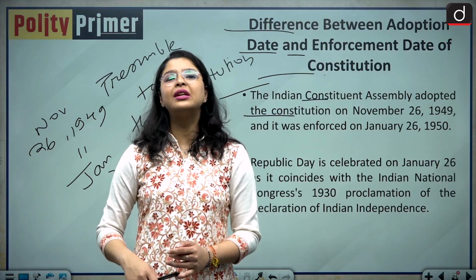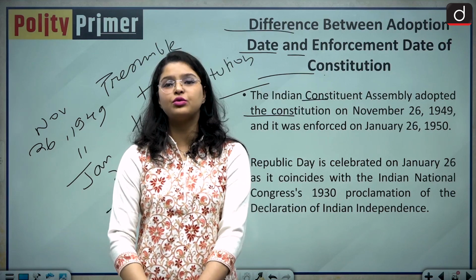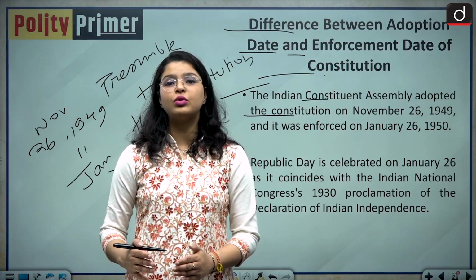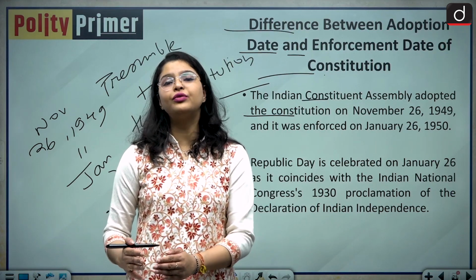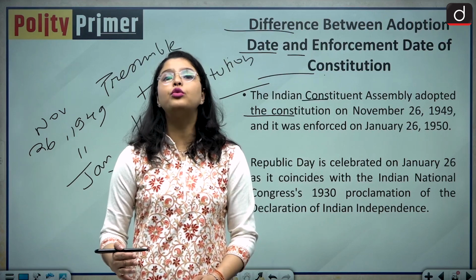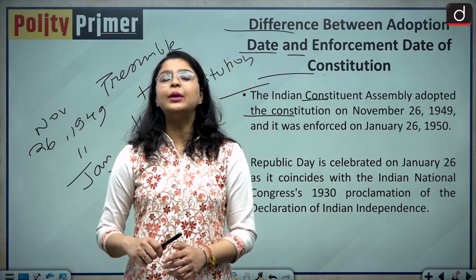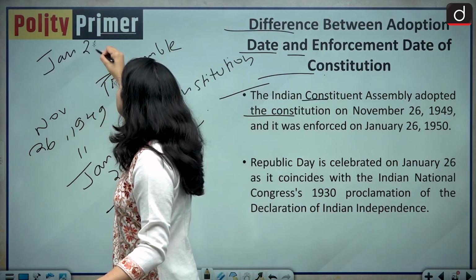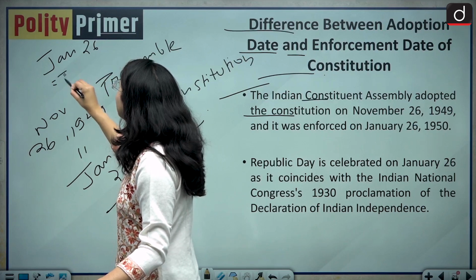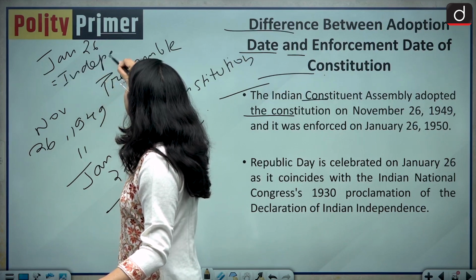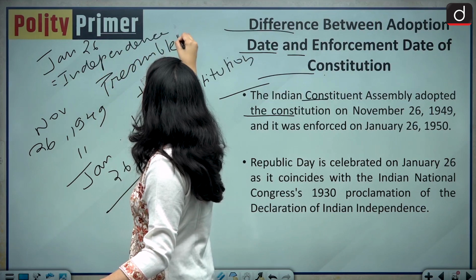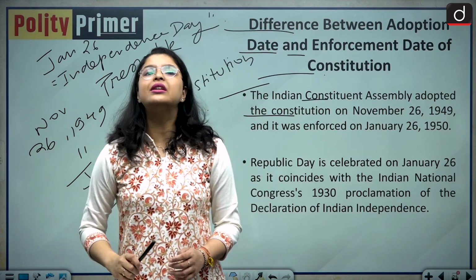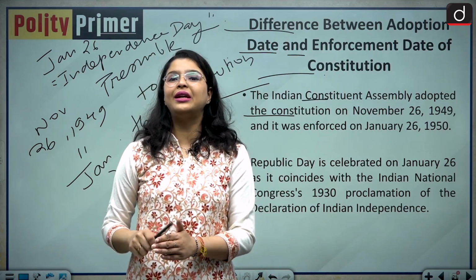It has a history related to the declaration of Purna Swaraj. On January 26, we declared Purna Swaraj. We adopted the resolution of having Purna Swaraj, or complete independence from the British rule. And we used to celebrate January 26 as our Independence Day. Interesting, right? So January 26 was celebrated as the Independence Day.